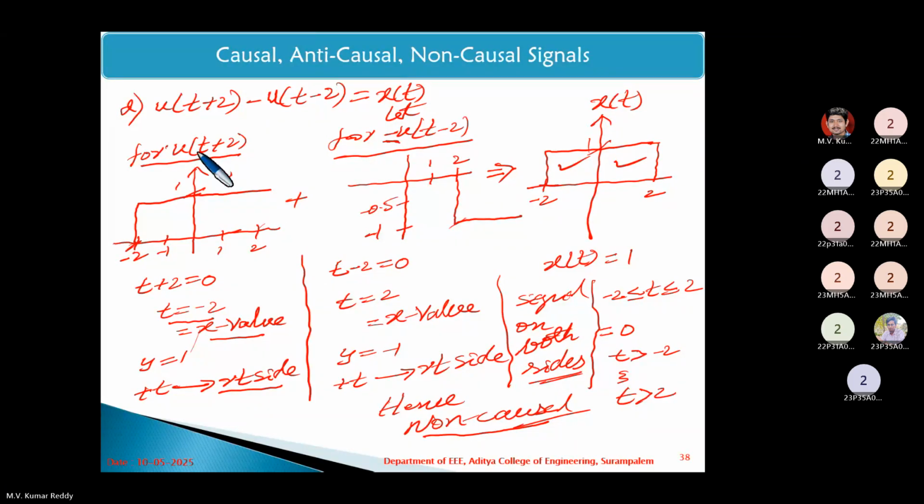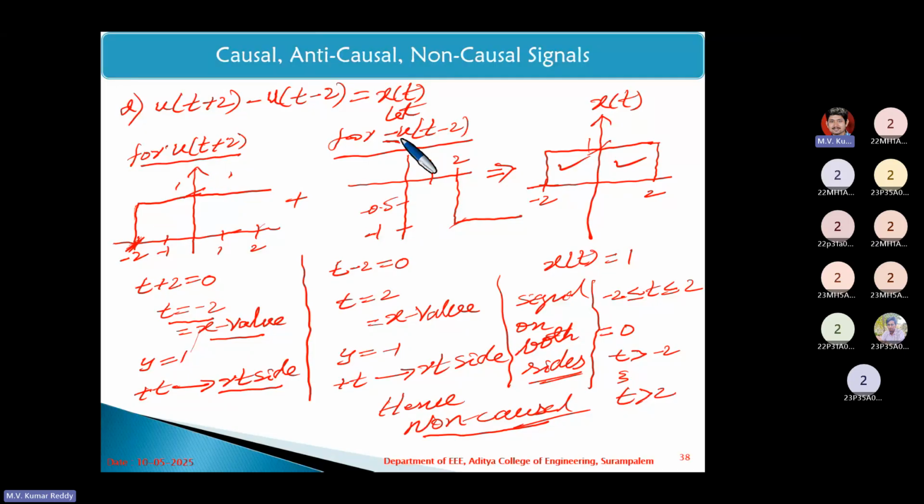Here t plus 2. t plus 2 is equal to 0, t is equal to minus 2. So the waveform starts from minus 2, gradually in the upward direction. Here we have plus t, and plus t means right side.